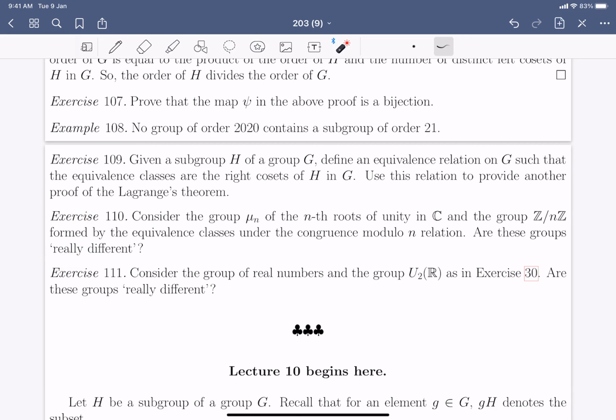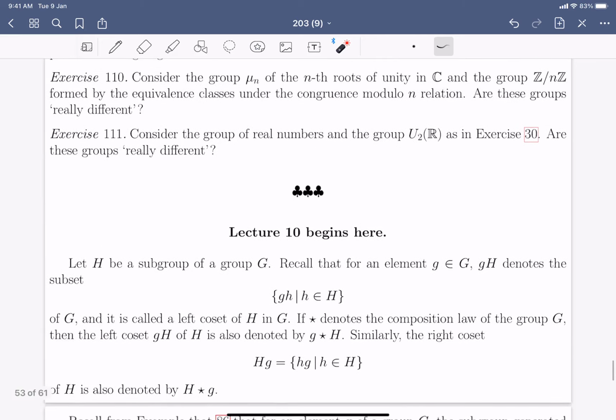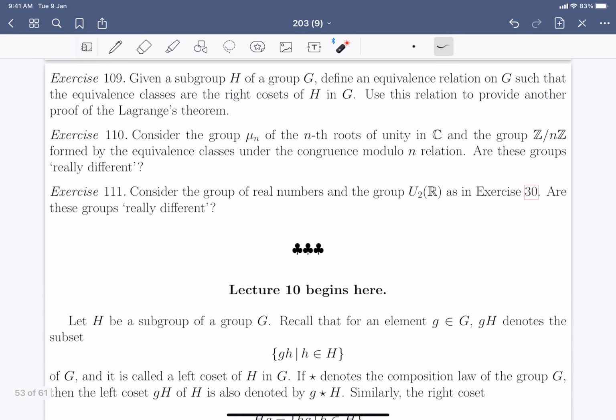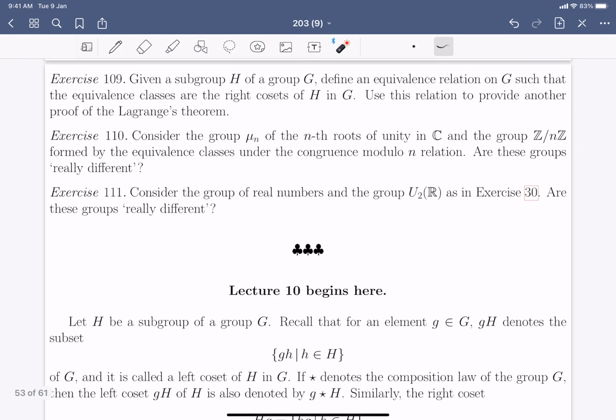As I explained in the previous lecture, this question is quite naive, so there is no definite precise answer, but one can develop certain terminologies and notions in order to answer it in a satisfactory manner. The phrase really different doesn't make much precise sense. One can definitely say they are different because this is mu n, which comes from complex numbers where you multiply, and this is Z mod nZ, where you quote unquote add. So they are different, but still, are they really different? Please think about this.